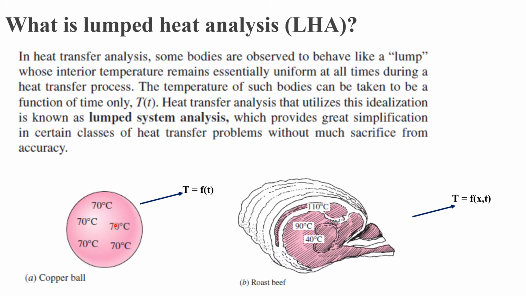So the definition goes like this: in heat transfer analysis, some bodies are observed to behave like a lump, just like this copper ball, whose interior temperature remains essentially uniform at all times during the heat transfer process. The temperature of such bodies can be taken to be a function of time only, T is equal to T of t. The heat transfer analysis that utilizes this idealization is known as lumped system analysis, which provides great simplification in certain classes of heat transfer problems without much sacrifice in accuracy.